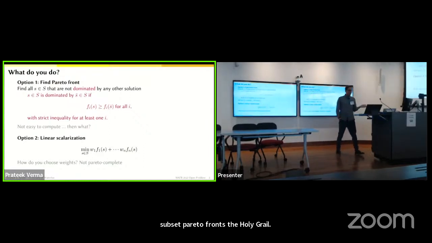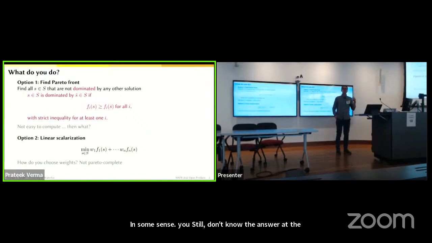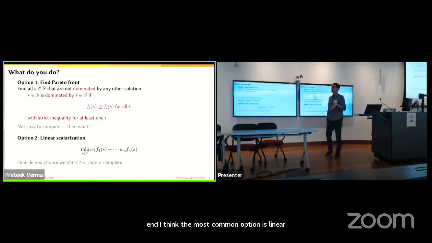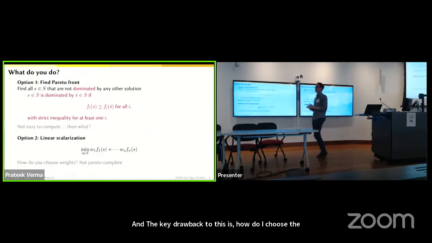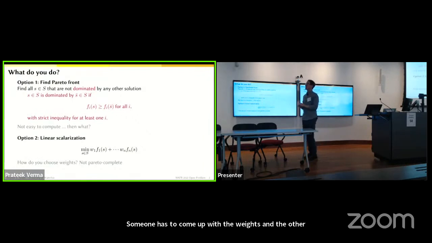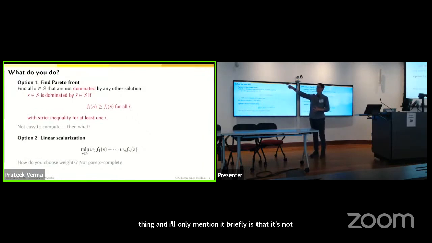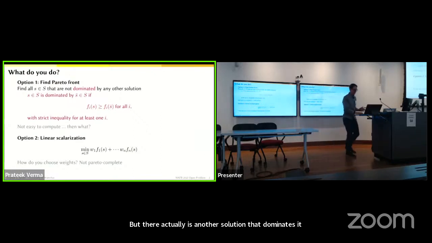I think the most common option is linear scalarization, where we take a weighted sum of the objective functions. And the key drawback to this is, how do I choose the weights? Someone has to come up with the weights. And the other thing, and I'll only mention it briefly, is that it's not Pareto complete. That means you might find the minimizer for a particular set of W's, but there actually is another solution that dominates it. That's what not Pareto complete means.